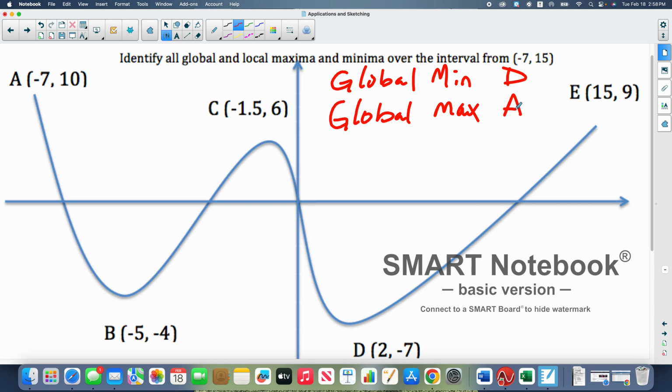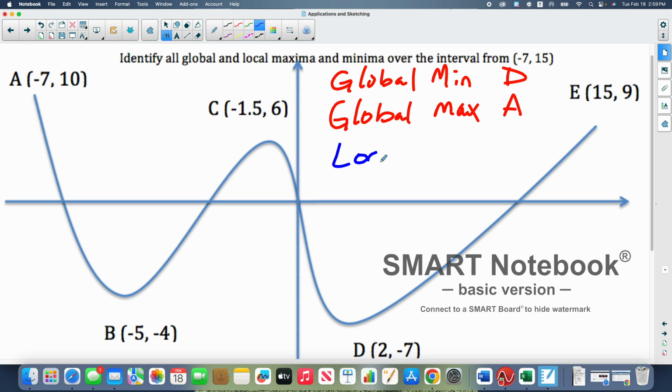Most times you will only have one global min or one global max. That's all you'll have, unless there are two points that are equal. They're both high. That happens occasionally, but that doesn't happen a whole lot. So the highest and the lowest. It's the Olympic champion. They're the best in the world. Or maybe the worst in the world.